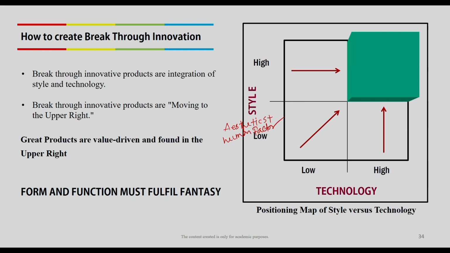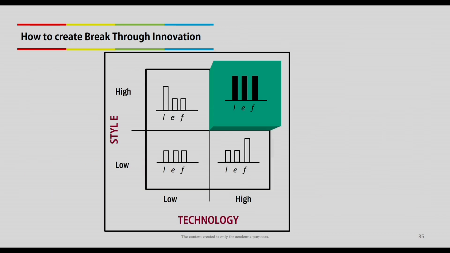So, good products are value driven and found in the upper right, and these products have form and function and fulfill the fantasy. For example, this is the first quadrant, this is the second quadrant, this is the third quadrant and the fourth quadrant. In the second quadrant, style is very high and technology is very low.